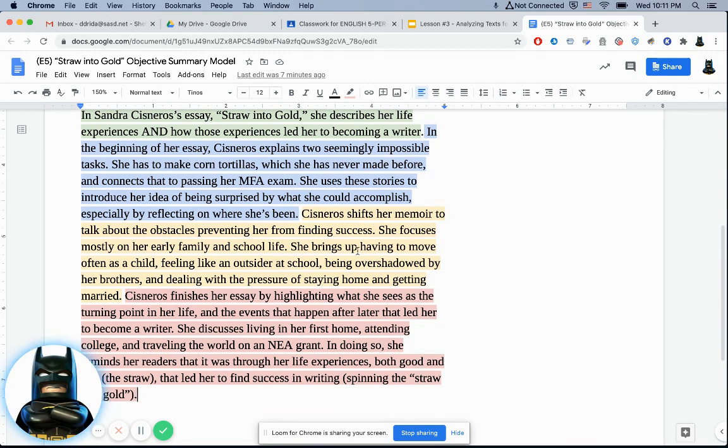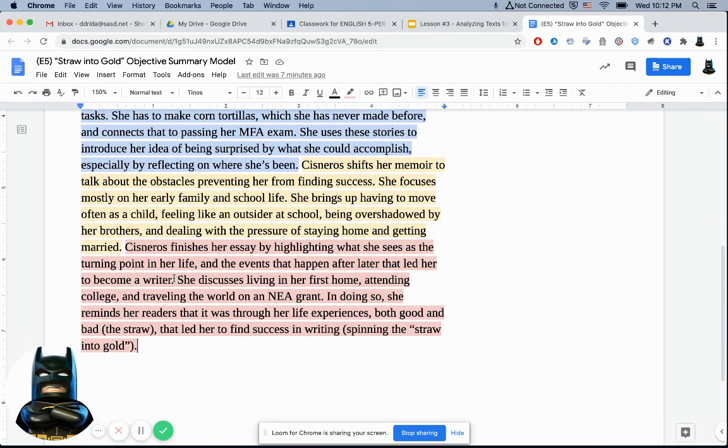Cisneros shifts her memoir to talk about the obstacles preventing her from finding success. She focuses mostly on her early family and school life. She brings up having to move often as a child, feeling like an outsider at school, being overshadowed by her brothers, and dealing with the pressure of staying home and getting married.